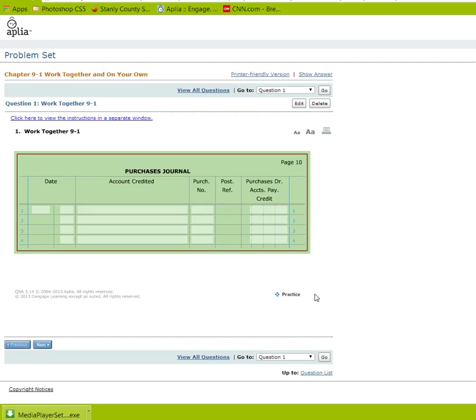Okay, we are starting Chapter 9. Chapter 9 starts a whole new unit. We are going to be accounting for a merchandising business organized as a corporation. Chapters 1 through 8, we were a service business organized as a proprietorship. Okay, so we're going to be adding some more journals.